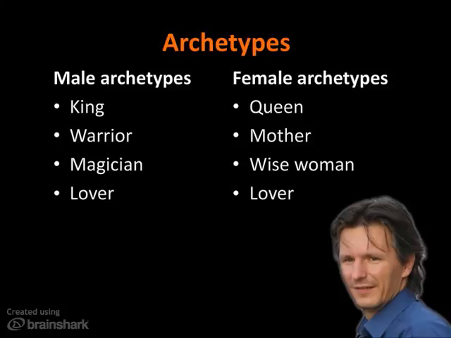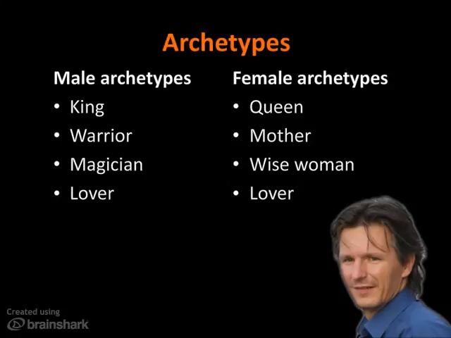Those archetypes have also subtypes like mature queen, tyrant, and weakling, mature mother or possessive and distant mother, wise woman or witch or fool, lover or frequent lover or seductive lover.